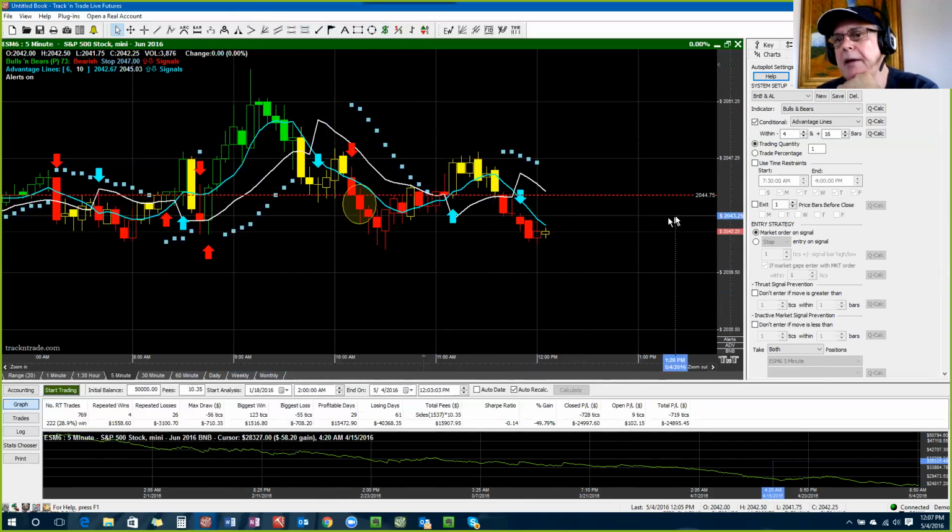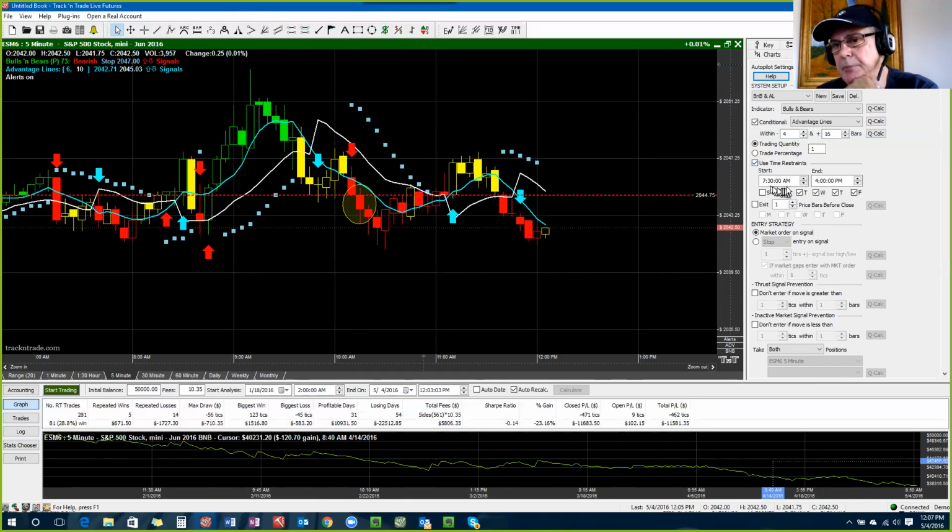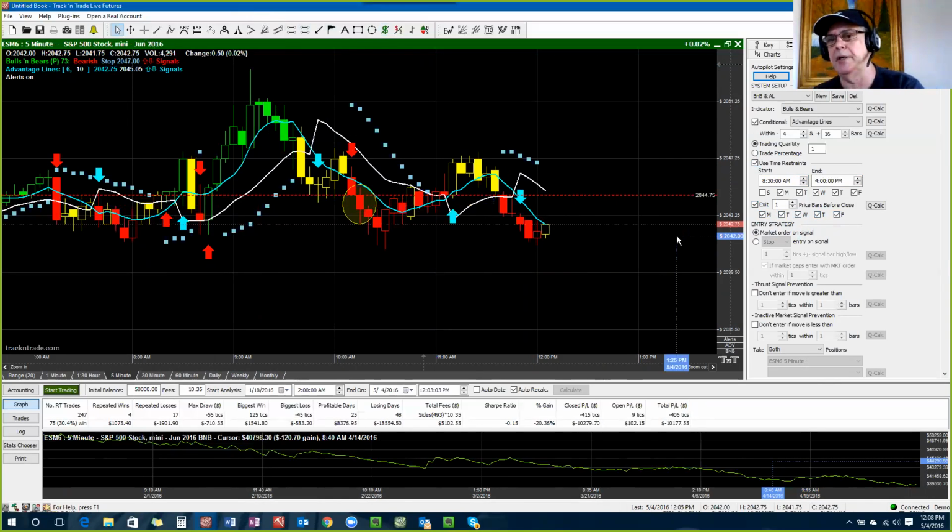Now, you can also go in here and set up your trading quantity to trade 1. You can use time restraints, and this is your local time. So I would say from, say, 8:30 till 4. You can set up your exits so that you only want to exit Monday, Tuesday, Wednesday, Thursday, and Friday, which obviously you want to exit every day.